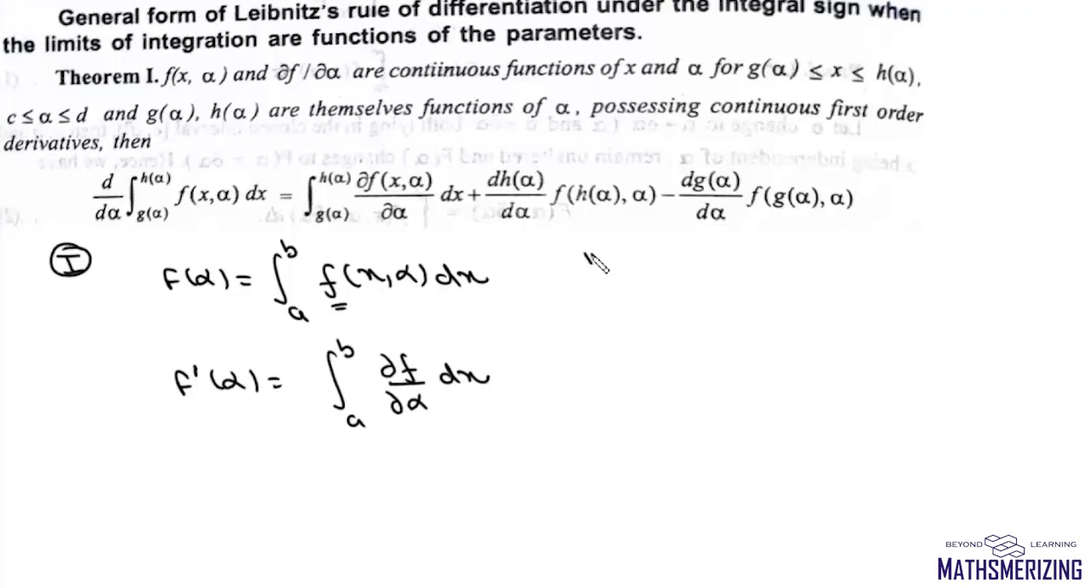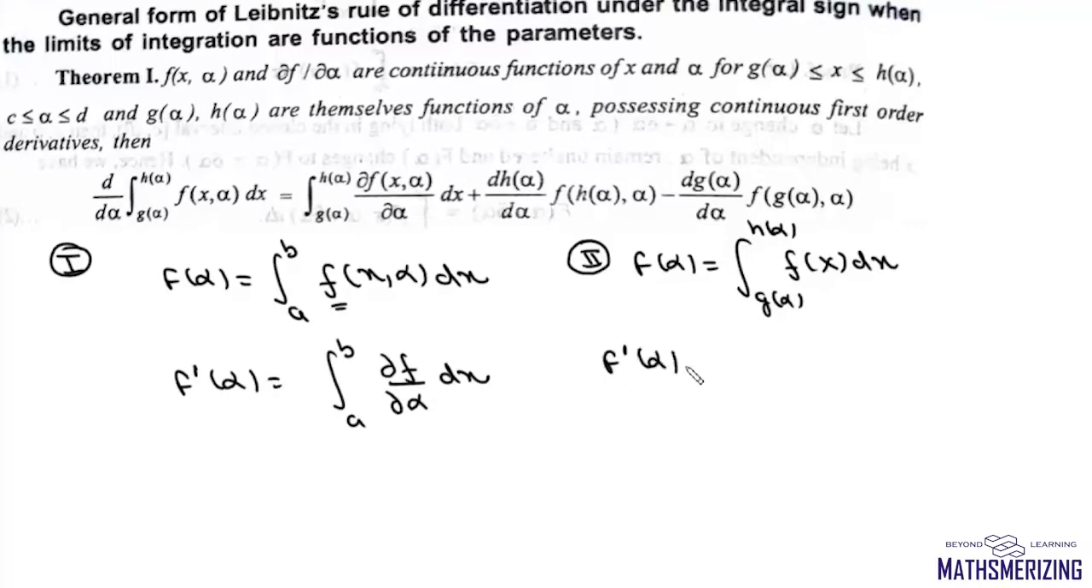Now, the second form of the Newton-Leibniz formula is when the limits are variable. Say, for example, we have these limits as g(alpha) and h(alpha), but the function inside the integral doesn't have this parameter alpha. Now again, if we solve this, we'll get some function of alpha, say F(alpha). If we differentiate this function, we can write F'(alpha), and it'll be equal to, now in place of x, we'll write the upper limit.